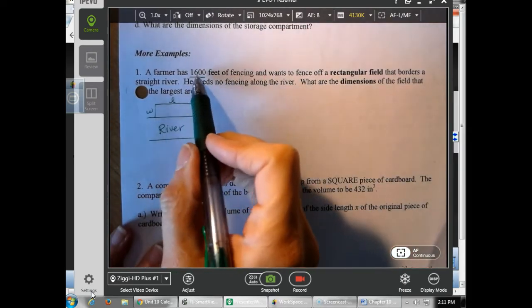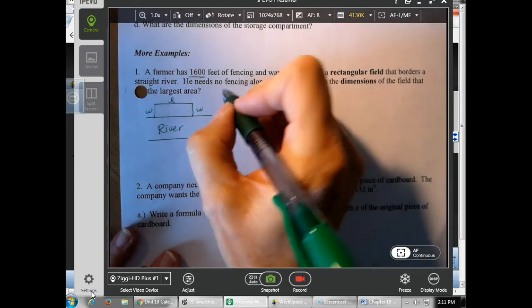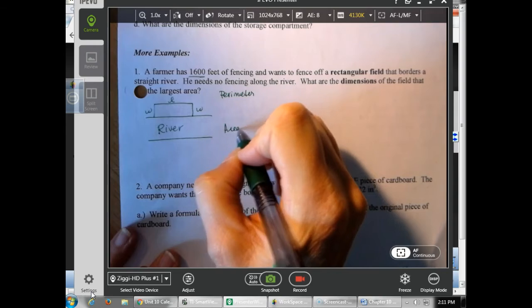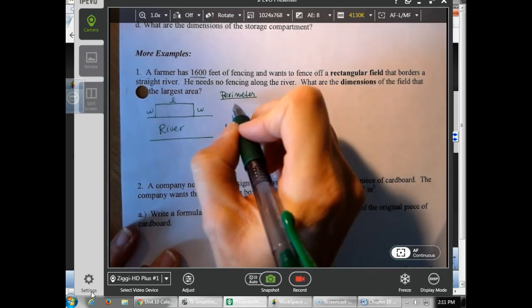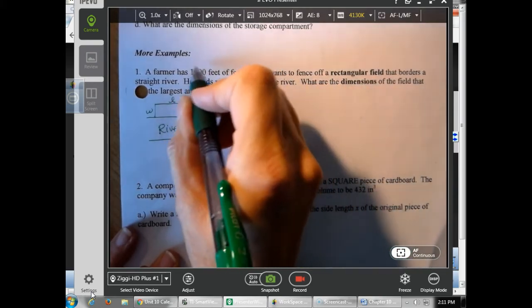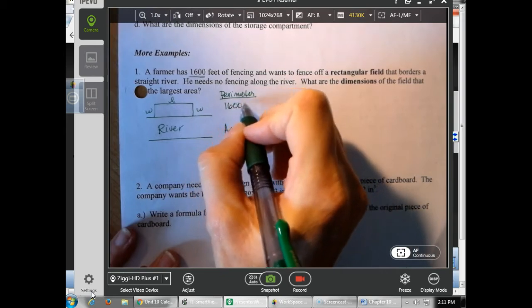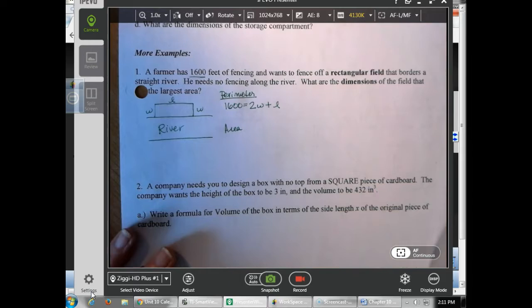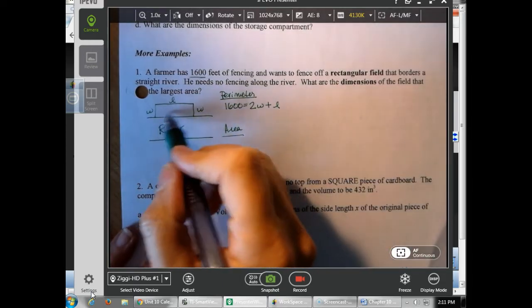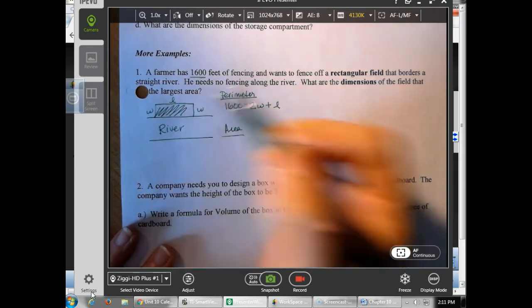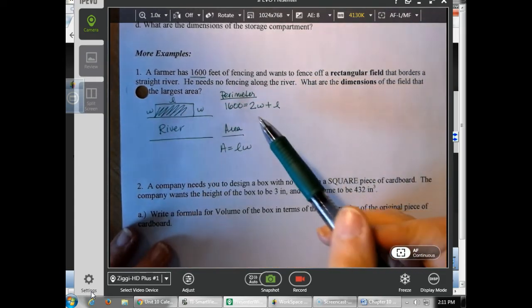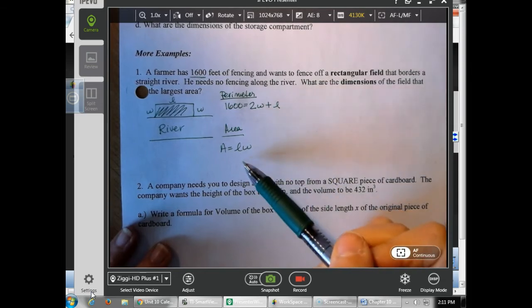So we basically have two different things we're considering here. We're considering the perimeter, and then we're also considering the area here. So we know that the perimeter is going to be 1,600 feet, which is how much fencing we have. So 1,600 is equal to 2 widths but only 1 length, because we're not fencing in that side along the river there. So the area is for a rectangle. So it's just going to be area is equal to length times width. So you can see we're dealing with length and width in both of these.